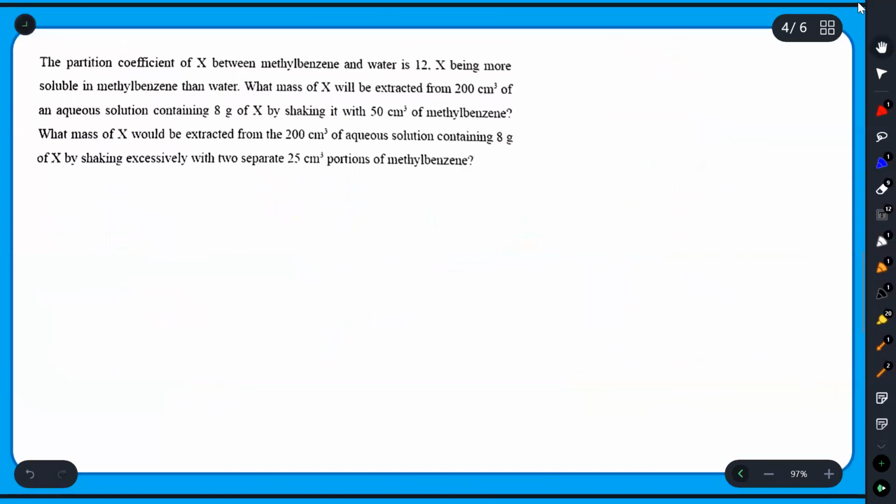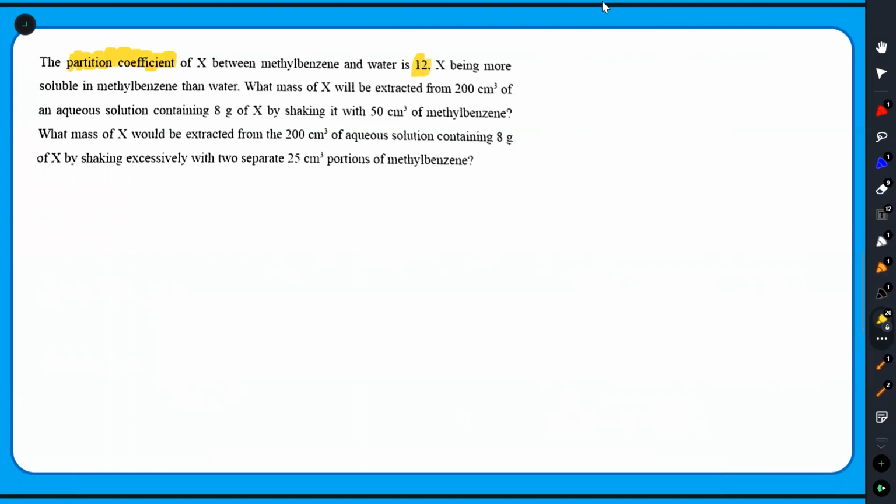We have 2 more, so just hold on with me, right? So the partition coefficient of X between methyl benzene and water is 12, right? So this time they did you the liberty of giving you the partition coefficient. So partition coefficient is 12, and X being more soluble in methyl benzene than water.